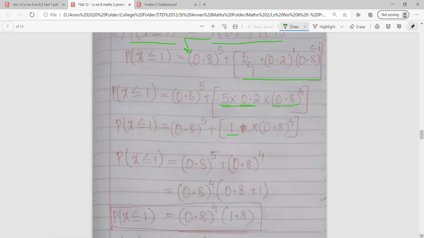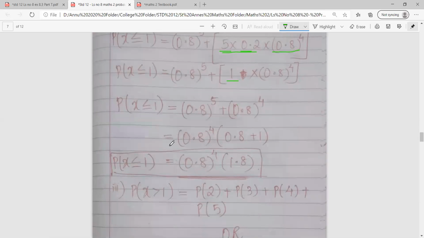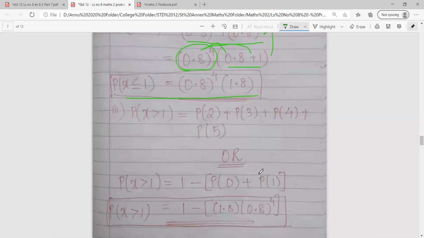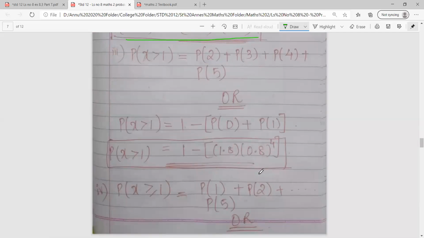Now in both of them, 0.8 raised to 5 and 0.8 raised to 4, 0.8 raised to 4 can be taken out as common. And then we are left with 0.8 plus 1 because this has already come out, entire thing. So when you multiply and open the bracket, you'll get the above same thing. So the answer is 0.8 raised to 4 into 1.8. Again, there's no need to open the bracket and multiply to get the final answer. Coming to the next one, probability of X greater than 1.